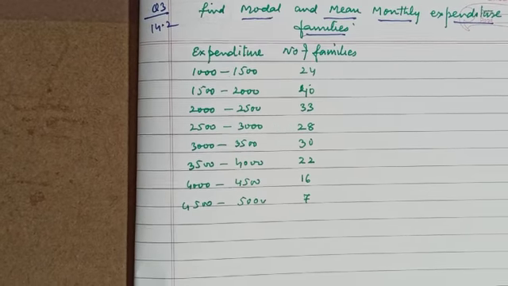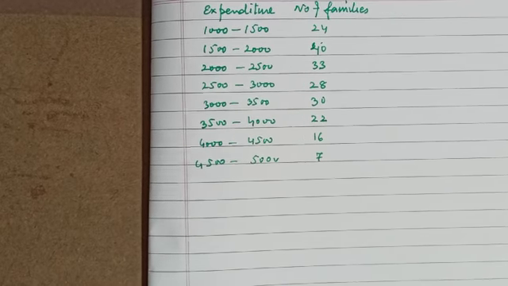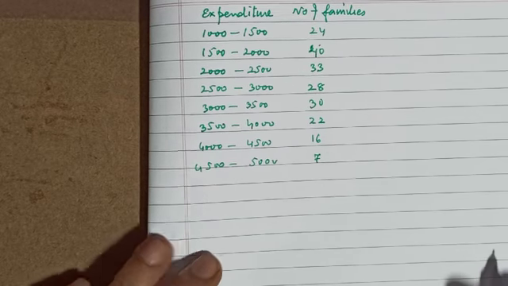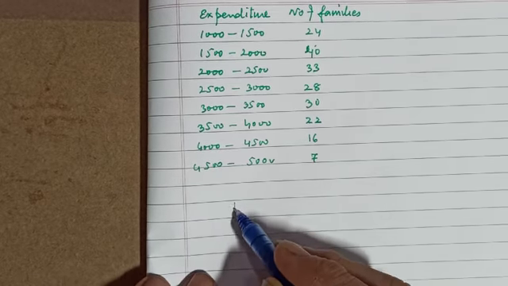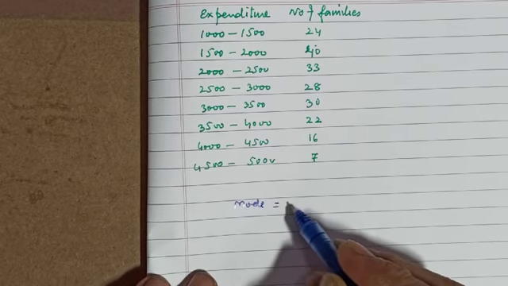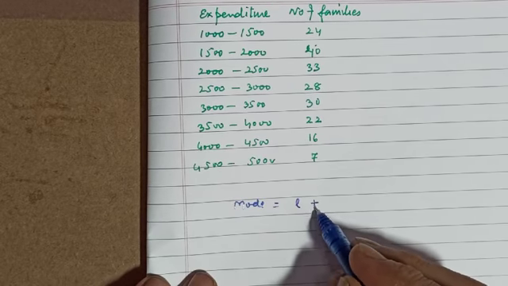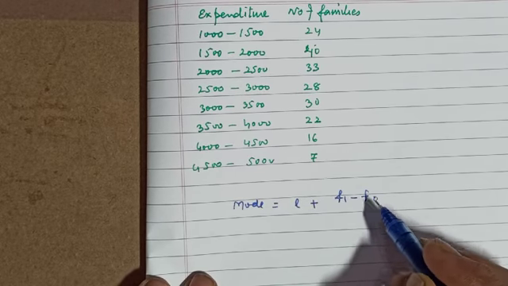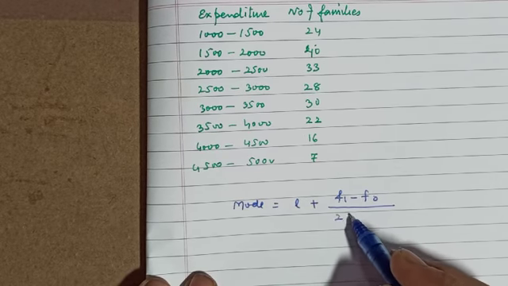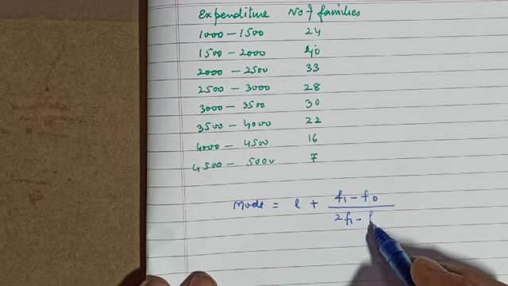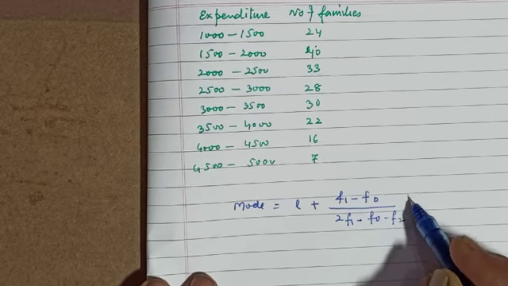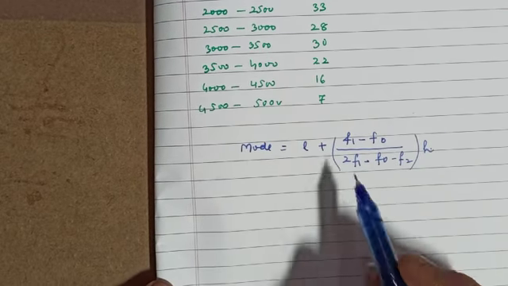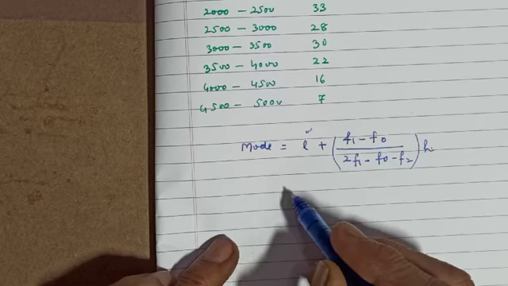So for calculating the mode, we have a formula. The formula for mode is L plus (F1 minus F0) divided by (2F1 minus F0 minus F2), for which we have to first of all calculate the value of L.